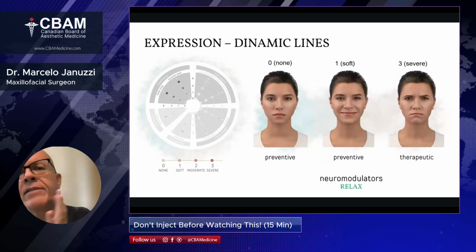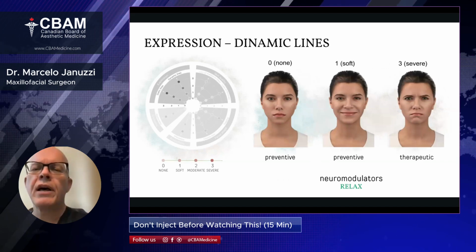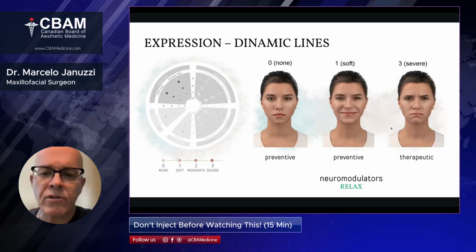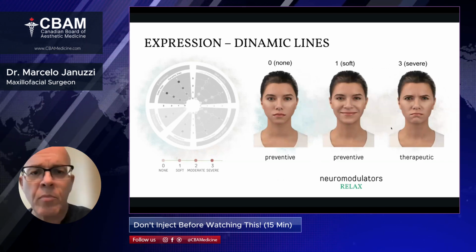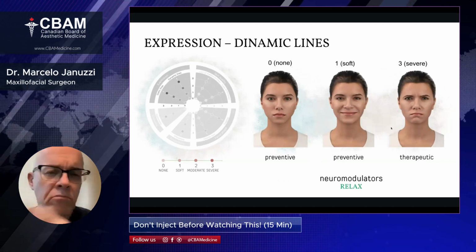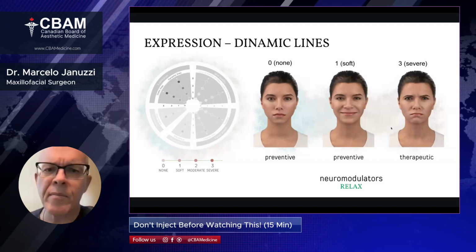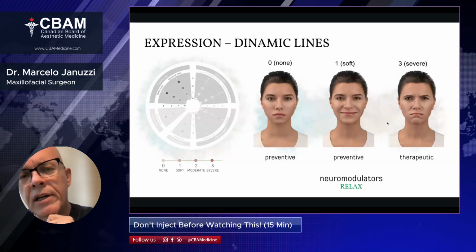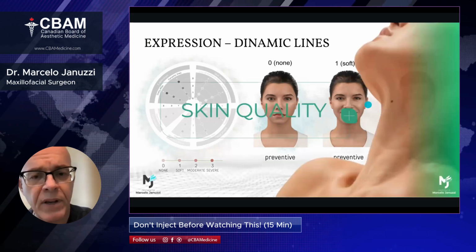For the dynamic lines, now it's neuromodulators. The neuromodulators will work paralyzing the muscles to decrease the dynamic lines and relax the muscles to decrease the dynamic lines. So that's very interesting.